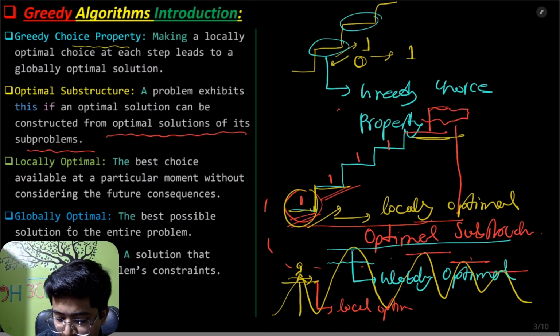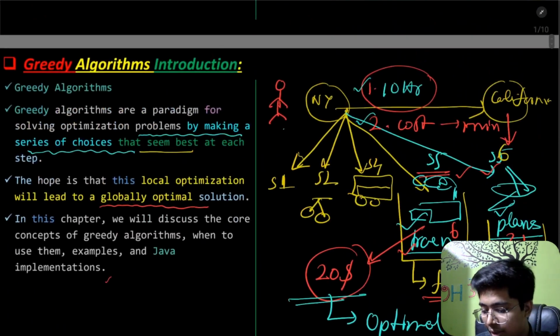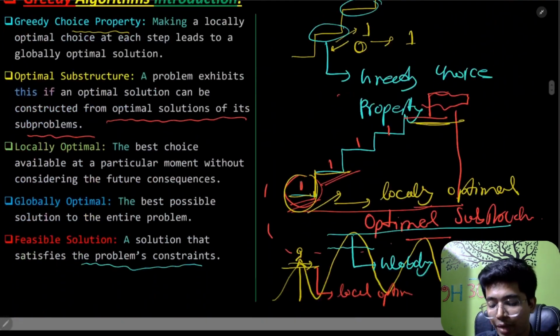Okay, now feasible solution: a solution that satisfies the problem constraints. Problem constraints means the problem's conditions. If the conditions are given and the solution satisfies them, we call it a feasible solution. In our case, only one solution followed both conditions, this condition and this condition. So it was an optimal solution and feasible also. If it follows the conditions, that is called a feasible solution.